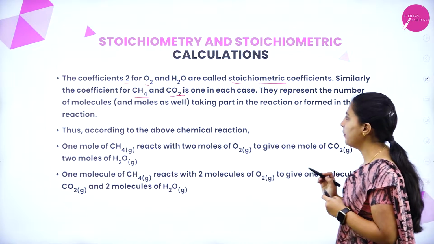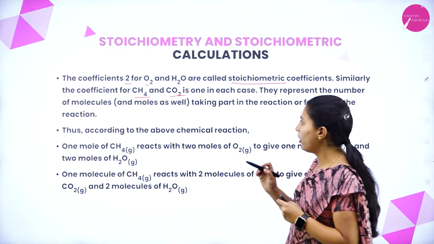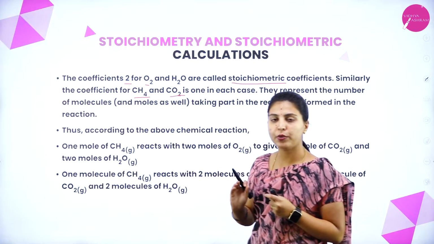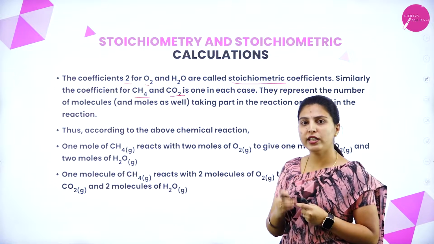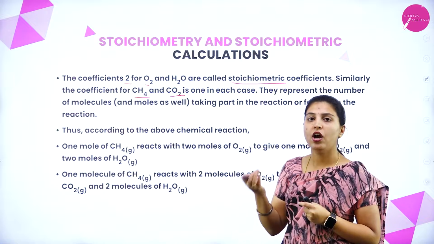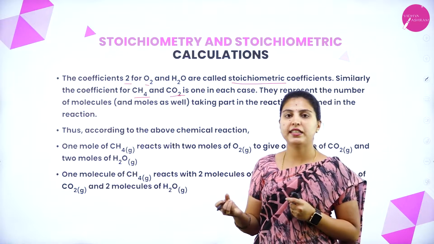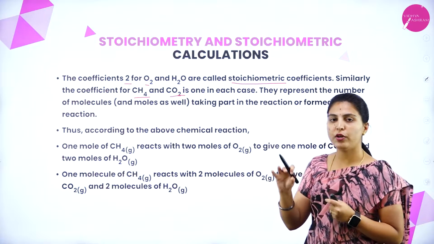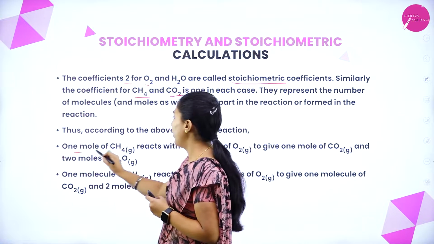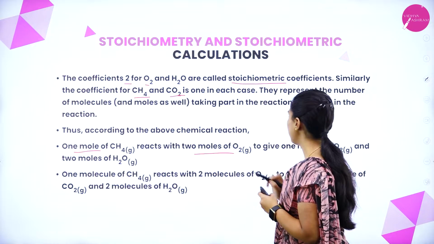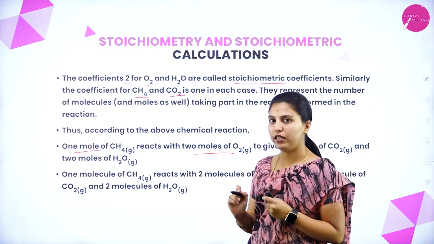They represent the number of molecules taking part in the reaction or formed in the reaction. Whatever number is before the compound, that is how many molecules are involved in the reaction if it is a reactant, or how many molecules are given out from the reaction if it is a product. Thus, according to the chemical reaction, 1 mole of methane reacts with 2 moles of oxygen to give 1 mole of carbon dioxide and 2 moles of water.